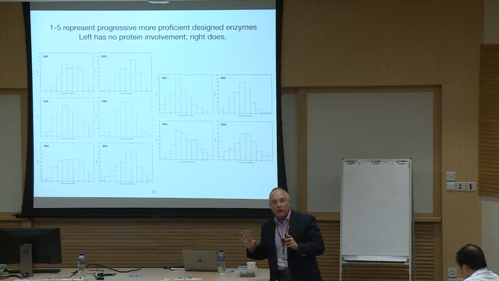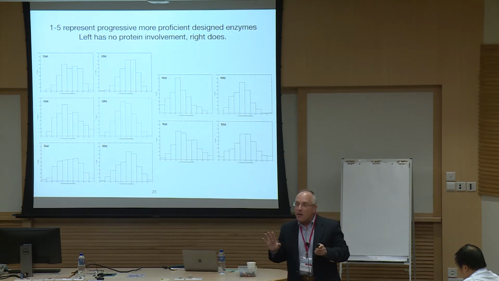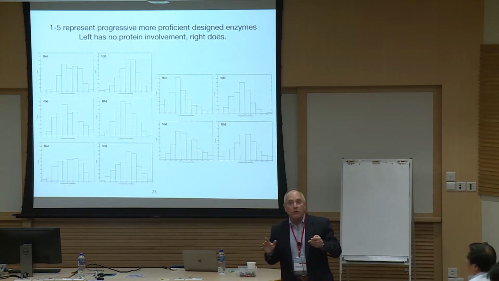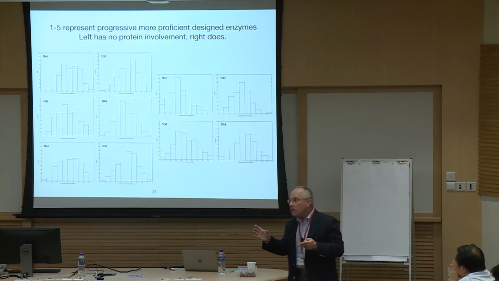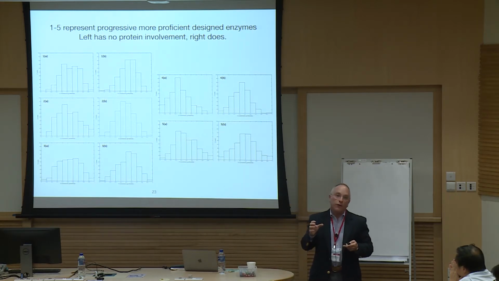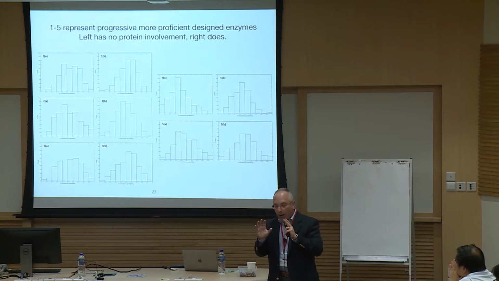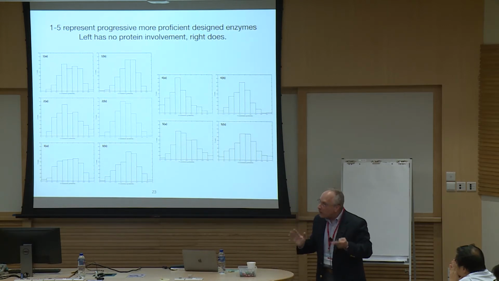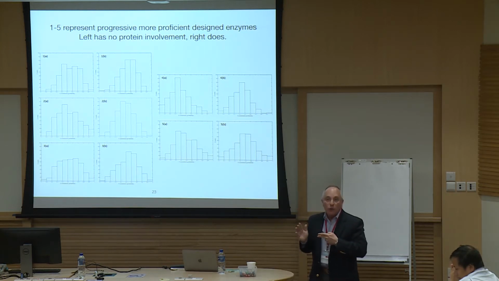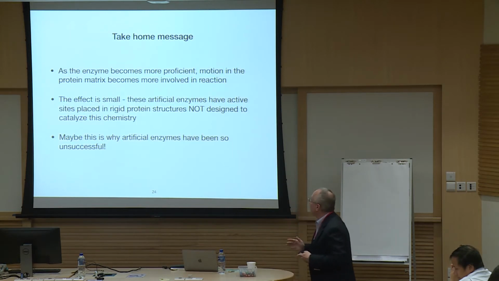Now, one of the reasons this is such a poor enzyme is that there is not a huge amount of protein motion allowed. The way they actually build these things is by sticking a catalytic center inside a very rigid outer shell. And if that were not so rigid, then we are sure that there would be more motion. And that's probably one of the reasons these enzymes work so poorly.